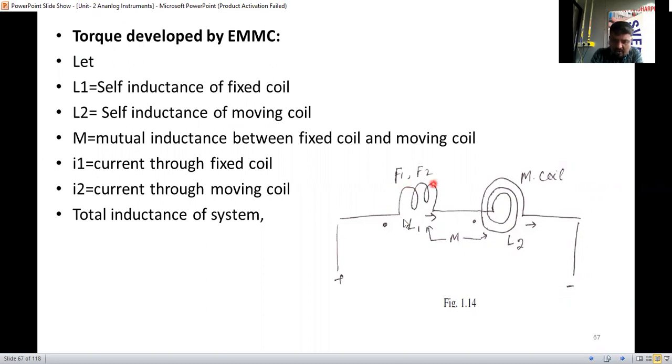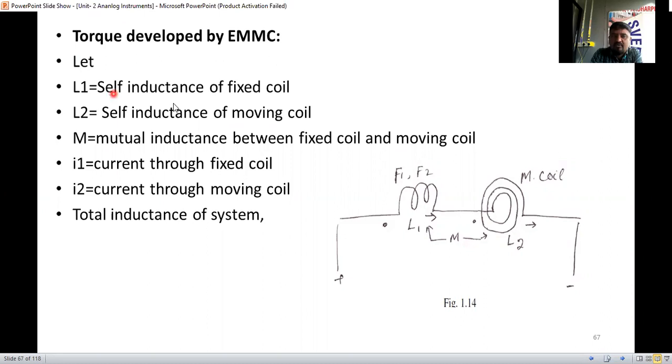So the self-inductance of the fixed coil is L1, and the self-inductance of the moving coil is L2. In between the fixed coil and moving coil, whatever the mutual inductance is there, that is called M. And the current flowing through the fixed coil is I1, and the current flowing through the moving coil is I2. That one we have written here.